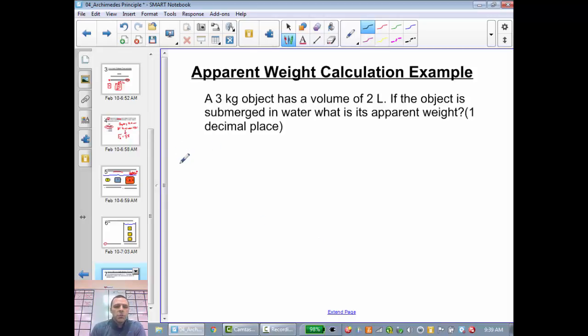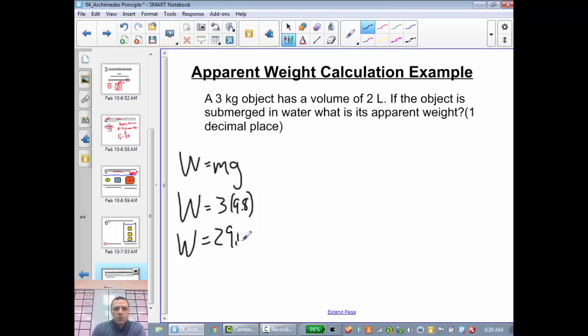So first off, let's find the weight of the object, just in air. The weight is m times g, and whenever we want to find the weight, we multiply by the acceleration due to gravity. So the weight is 3 times 9.8. The weight of the object comes out to be 29.4 newtons. Now, when we place it in water, two liters of water is displaced.